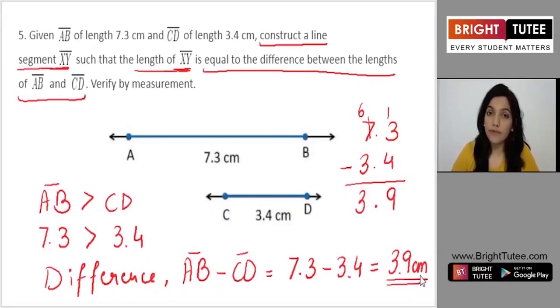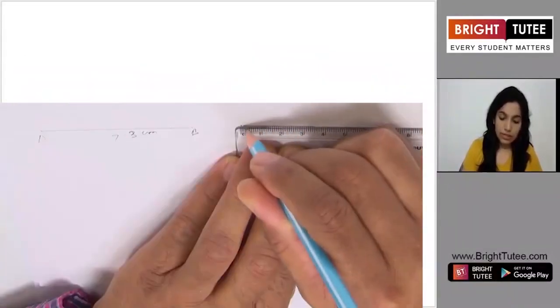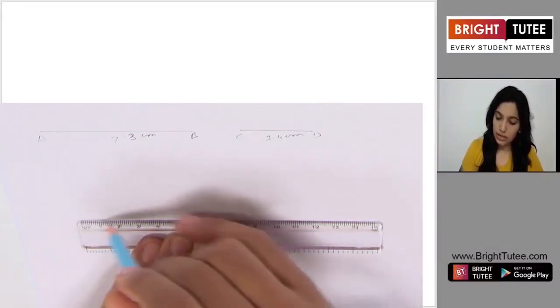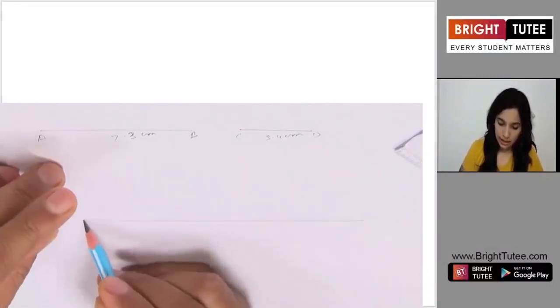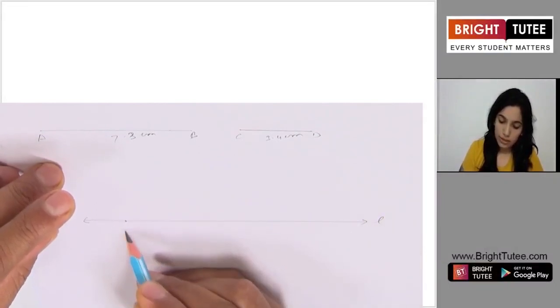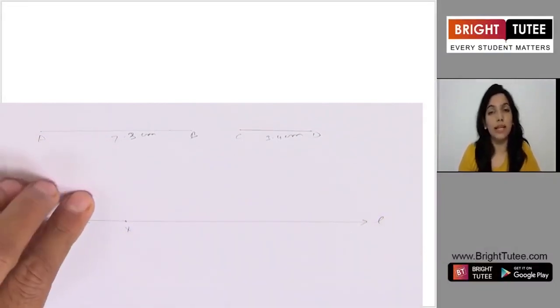Okay, we will verify this. Let us first do the construction. So this is the rough work that we have done. Now let us make the fair work. The first thing you do is draw a straight line, say line L, and then mark anywhere a point X on this particular line L.